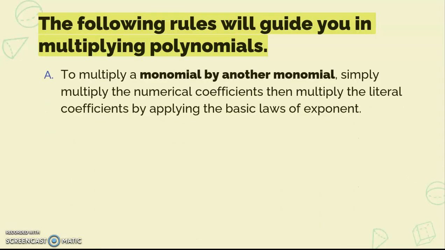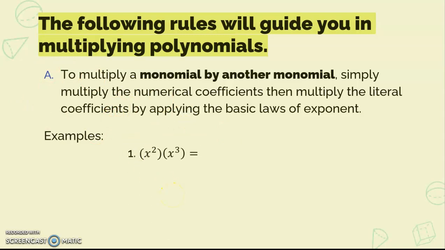First, to multiply a monomial by another monomial, what will we do? Simply multiply the numerical coefficients, then multiply the literal coefficients by applying the basic laws of exponent. Okay, so let's have an example. When we multiply a monomial by a monomial, we multiply the numerical coefficients, and for the literal coefficients, we just follow the basic laws of exponent. So, let's have an example.